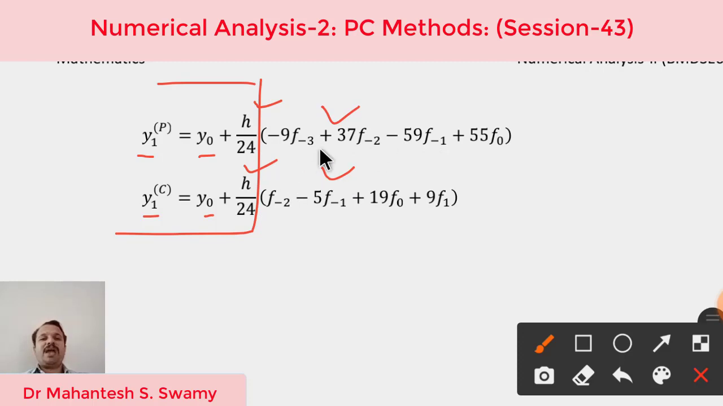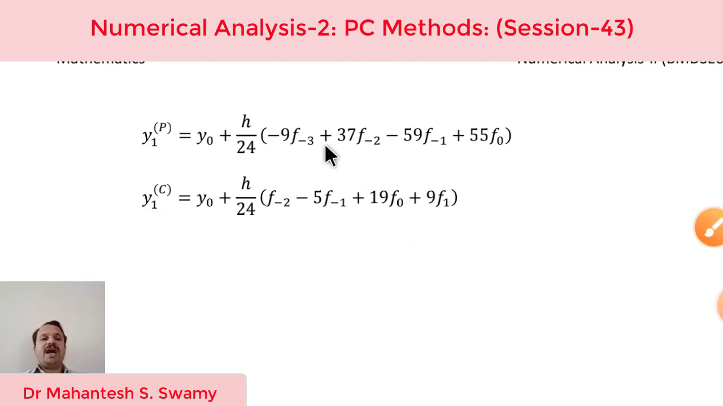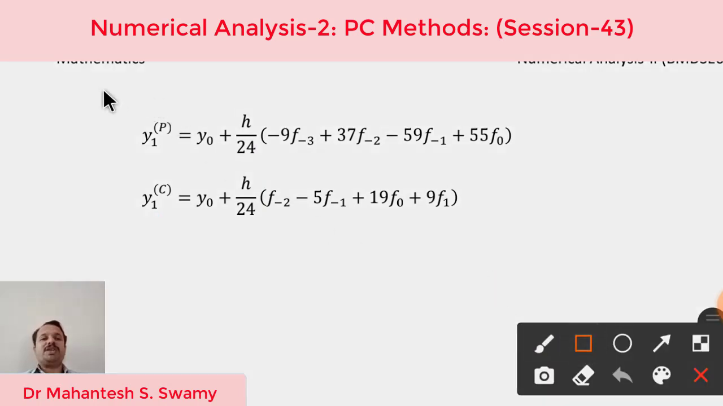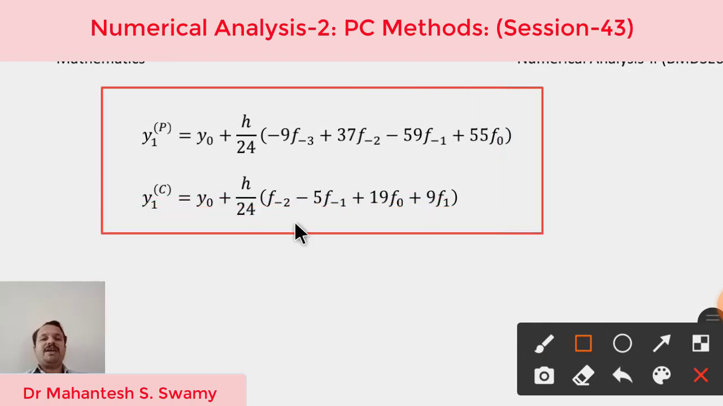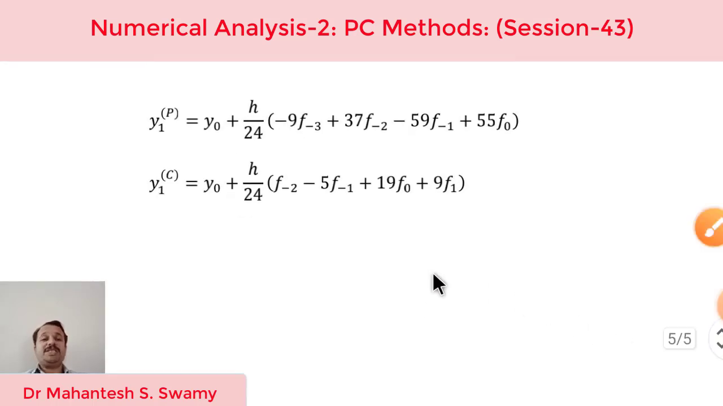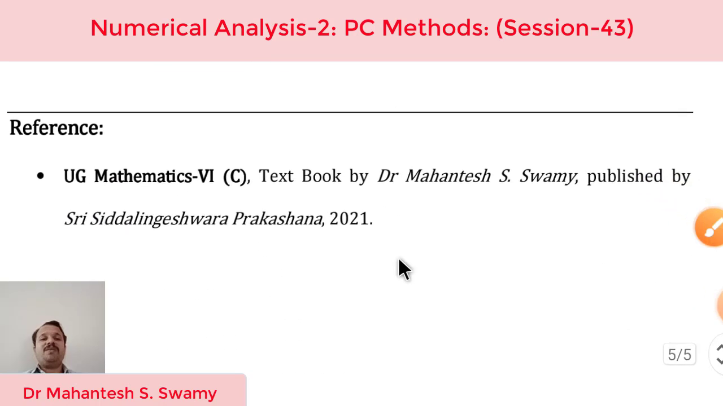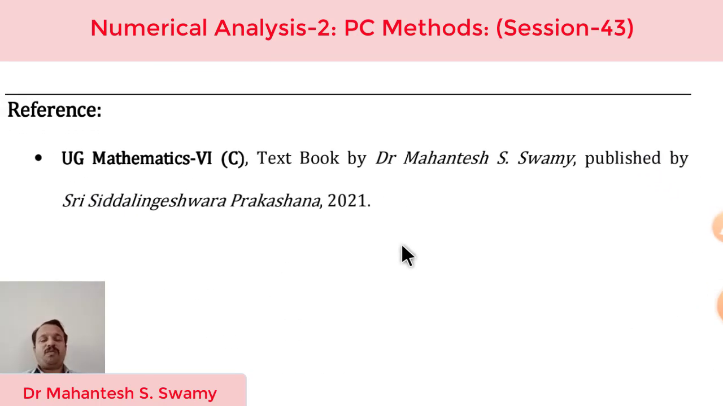You will have the memory of these three coefficients, and these two are the formulae of our interest, called the Adams-Bashforth predictor formula and the corrector formula. I hope this is enough for this session. If you want the detailed explanation regarding this particular derivation, you can refer to the textbook.